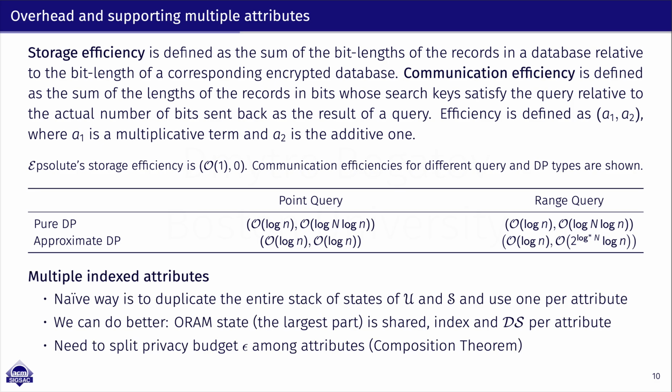Epsolute also supports multiple index attributes. One could simply duplicate the Epsolute instance per attribute, but it would be inefficient. Instead, we observe that we can use the same ORAM storage and have to only duplicate the teeny tiny index and DS. We also need to use the composition theorem and split the privacy budget among attributes.